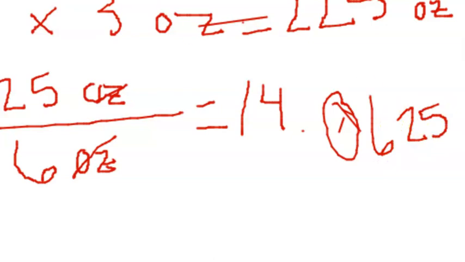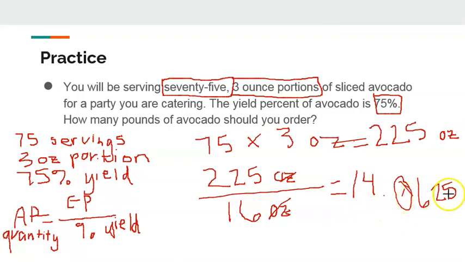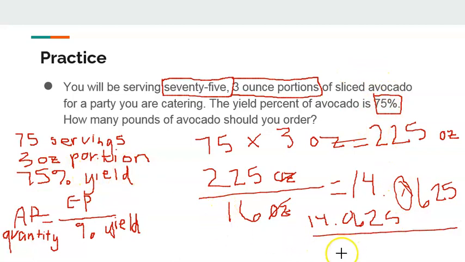So we take 14.0625 and divide that into our percent yield, which is 75, so by 0.75, and that gives us our answer of 18.75 pounds. But remember, when we're ordering this, our as purchased quantity, we're going to round this up to the next pound. So that gives us 19 pounds.